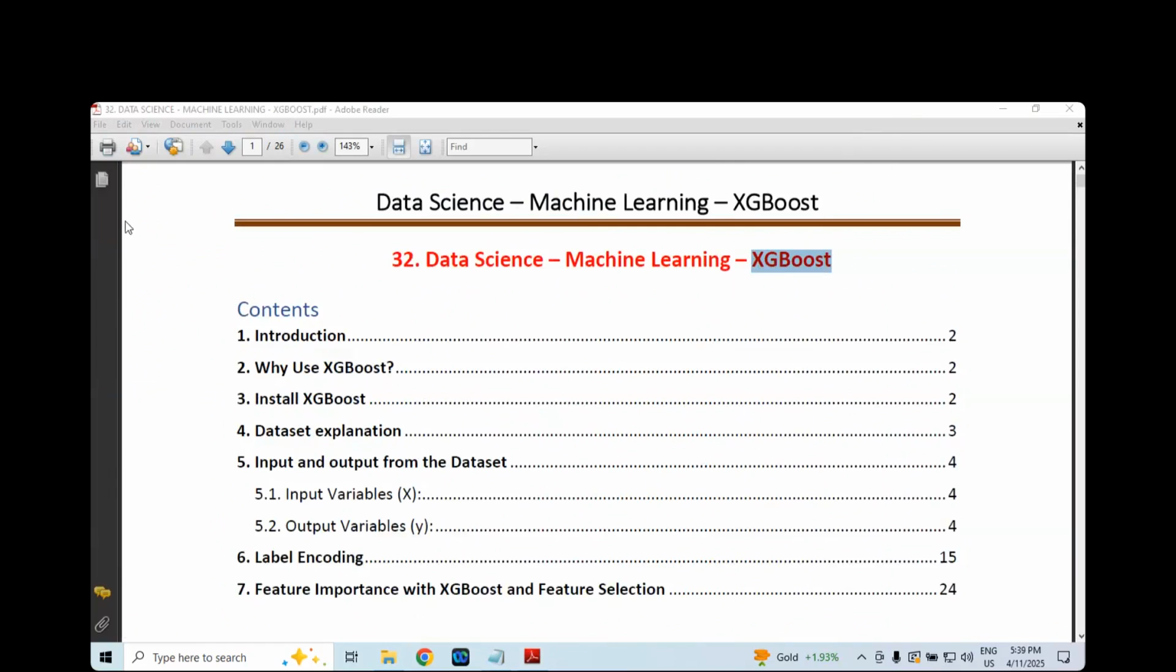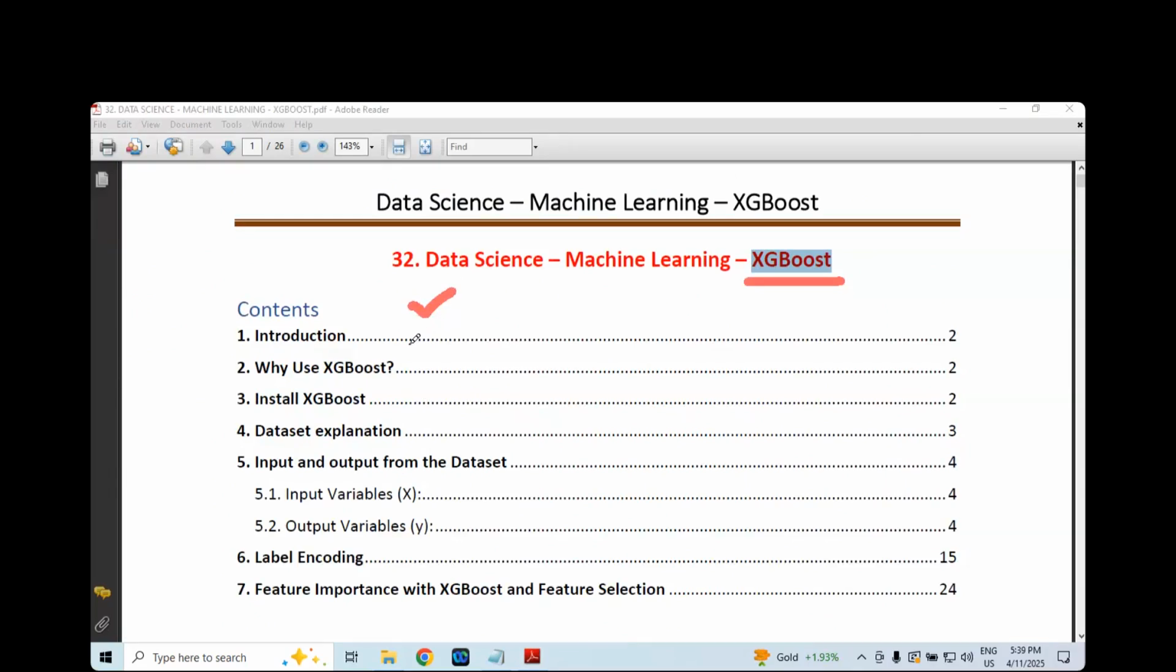What is XGBoost and why did XGBoost come suddenly? These are all things I have covered. By using XGBoost, I need to explain three scenarios. Scenario number one: the algorithm will do the prediction.